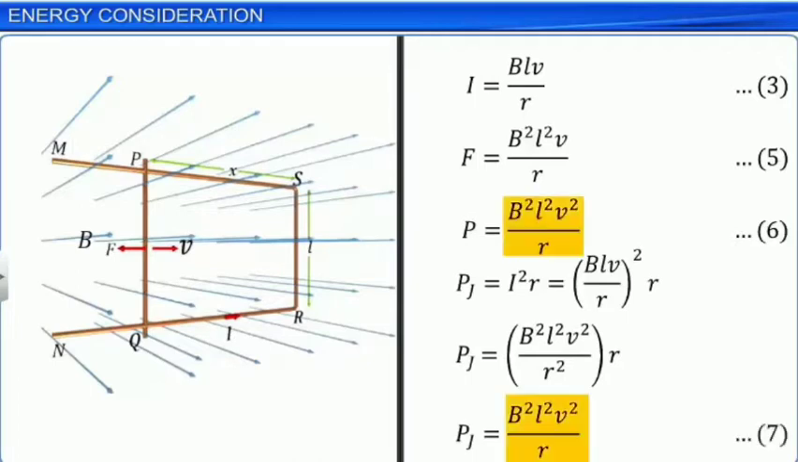Notice that the right-hand sides of the equations 6 and 7 are equal, thereby confirming the law of conservation of energy. Thus, mechanical energy which was needed to move the arm PQ is converted into the induced EMF and then to thermal energy. Thus, we conclude that the induced EMF in a conductor when moved in a magnetic field is in accordance with the law of conservation of energy.